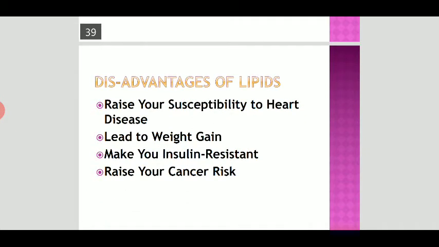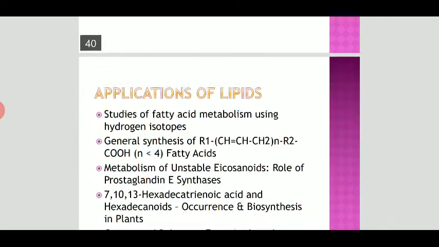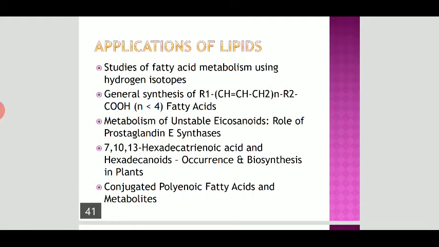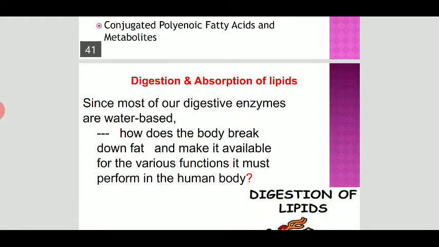What are the disadvantages of lipids? They raise your susceptibility to heart disease. They lead to weight gain, make you insulin resistant also, and can increase the risk of cancer. Now these are the applications of lipids.